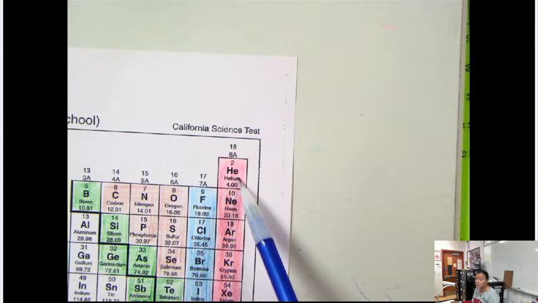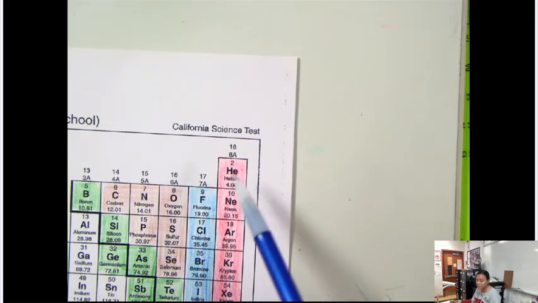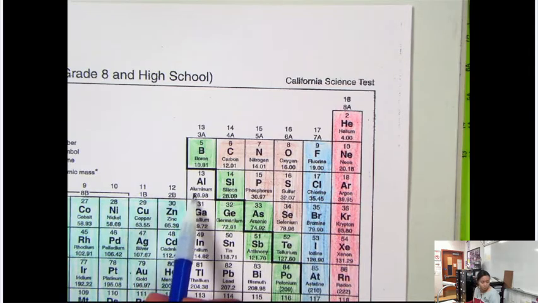Nonmetal. Okay, so yes, it is a noble gas, but that is if I'm asking for the specific group. In general, if your question is is it a metal, metalloid, or nonmetal, you're going to write nonmetal. Okay, one more. What about aluminum? Aluminum. Okay, good. Aluminum's a metal.